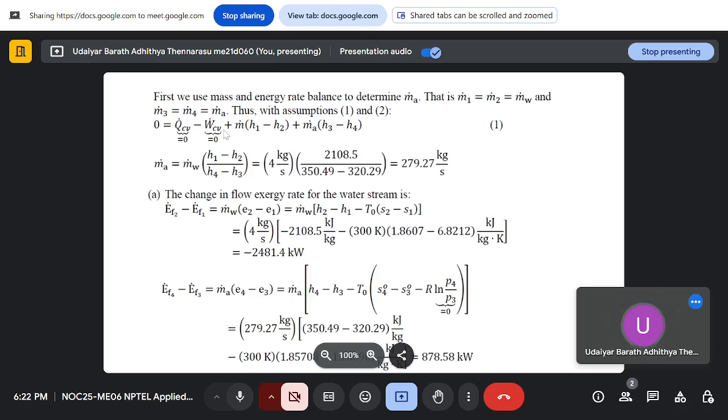So there is heat transfer between water and air, but it's not crossing the boundary. So your Q is 0 and W is 0, and the inlet stream minus exit stream, m dot w (h1 minus h2) plus m dot a (h3 minus h4) is what we get from a steady flow energy equation. So from this we can get a relation between mass of air and mass of water. So m dot a is m dot of water into (h1 minus h2) divided by (h4 minus h3).